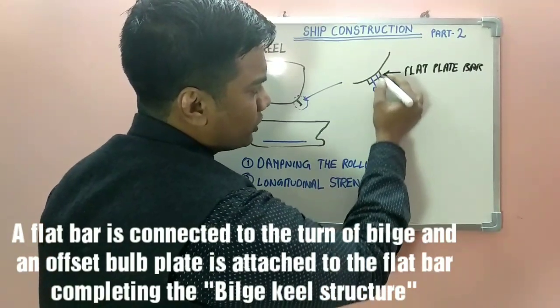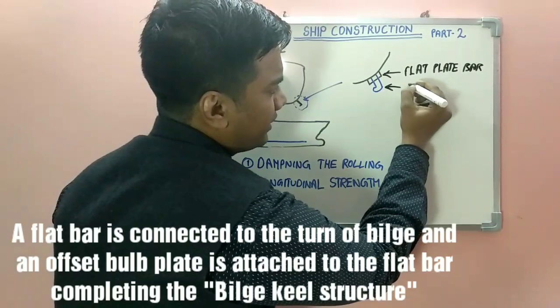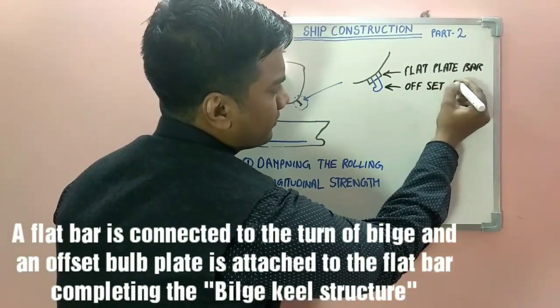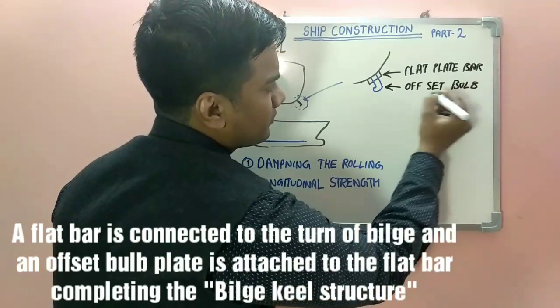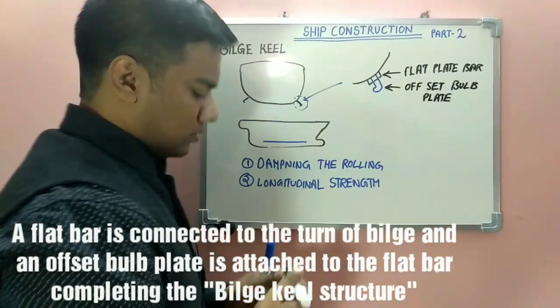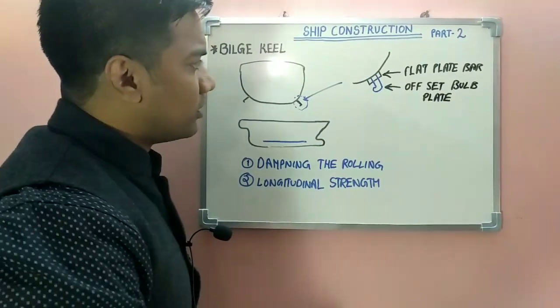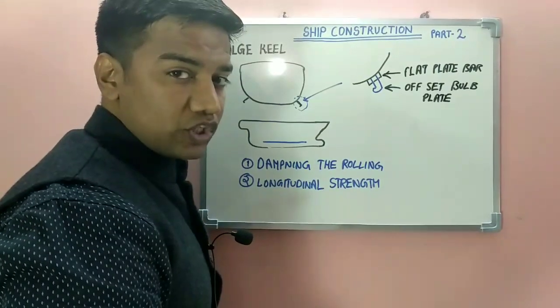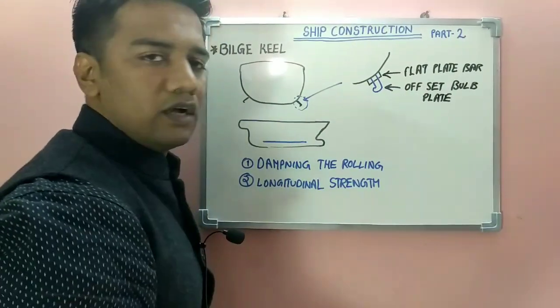And this structure, what you're seeing, is an offset bulb plate, which dampens the rolling movement. Now, the surveyor may ask you this question: draw the bilge keel.